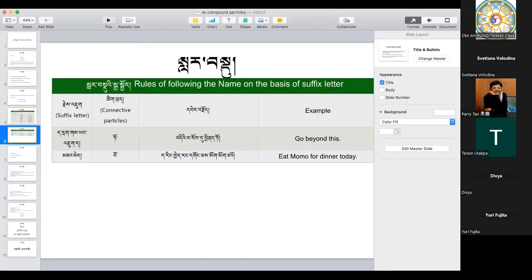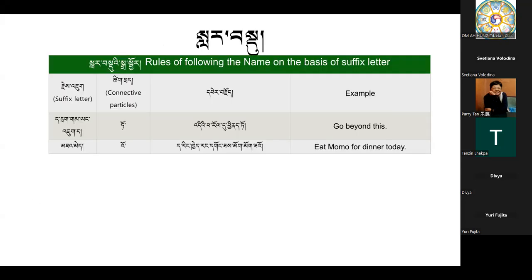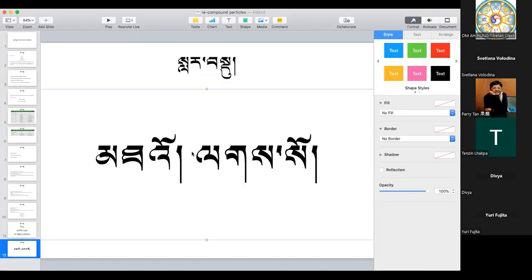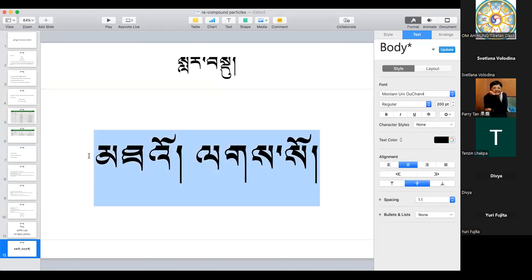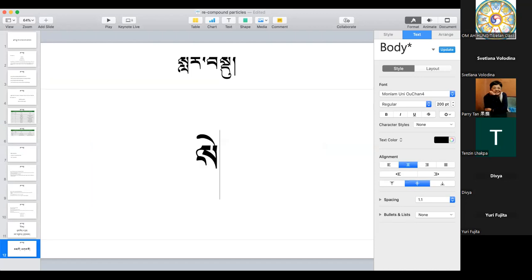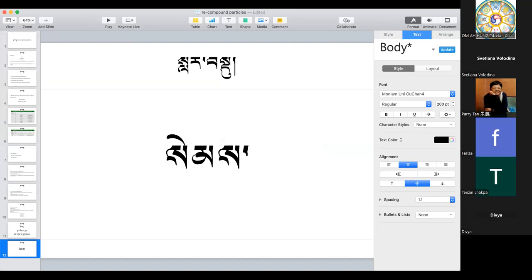Okay, so we'll just have a small question. Let's see how much of this most of you have understood. So I'll just write a series of words here. If you know the answer, please answer it. What is the recompound particle used after this? So does anyone know? Why so? Because sa is the jenchuk which is used, the suffix, and therefore it is followed by so.